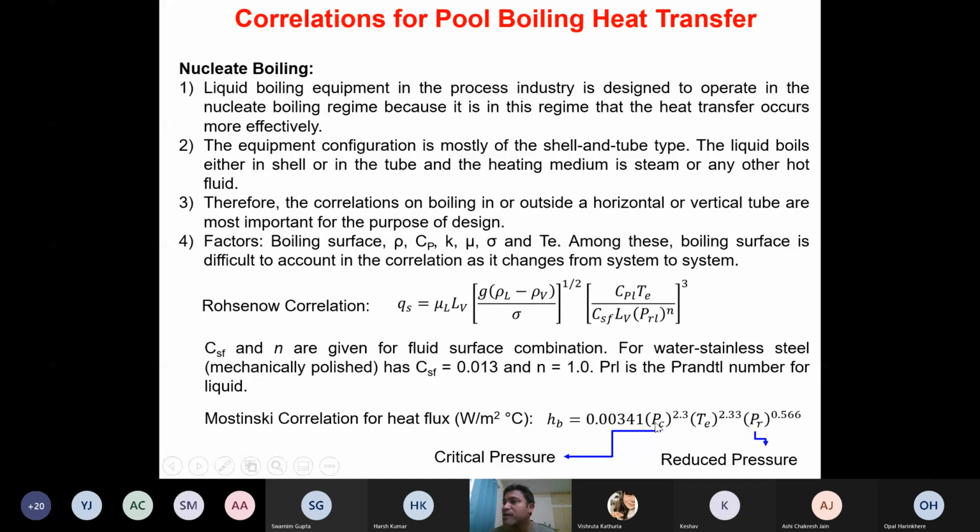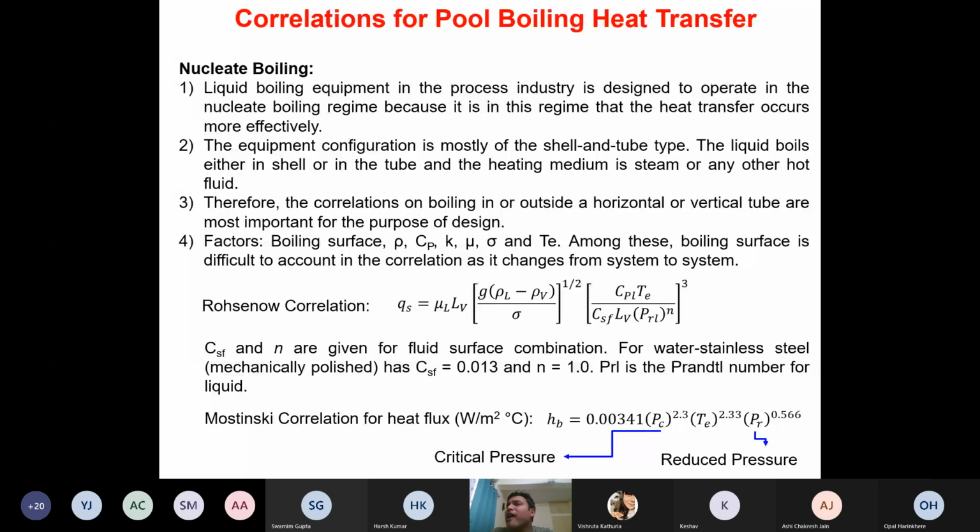So here PR is not the Prandtl number. Keep this in mind. Here PR is a reduced pressure. Is it all right? Is it clear to everyone? Okay, so let us move to the next slide.